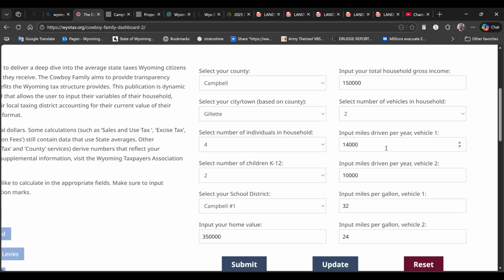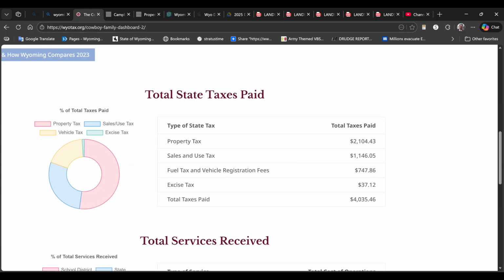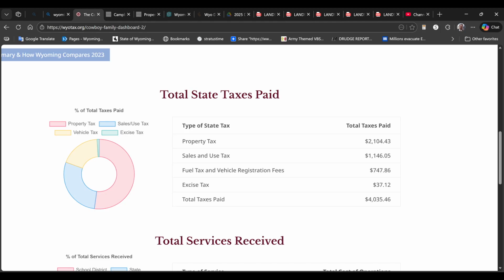It also asks how many vehicles you have. I put two vehicles here, and it'll ask you how many miles you drive and the miles per gallon. Now, if you don't know those numbers exactly, that's okay. This tool will still work for you, and it doesn't skew the data too much. Again, the more particular you can be, the more particular your results will be as well. So anyway, once you get all those inputs done, you hit submit. And this is where the tool comes up with some results. So the first thing you're going to see is the total state taxes paid.